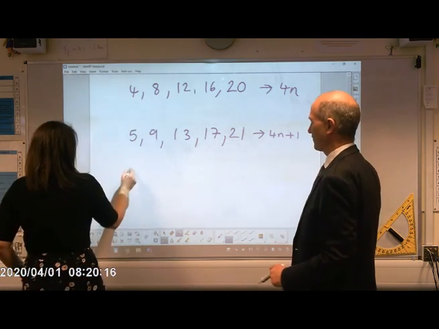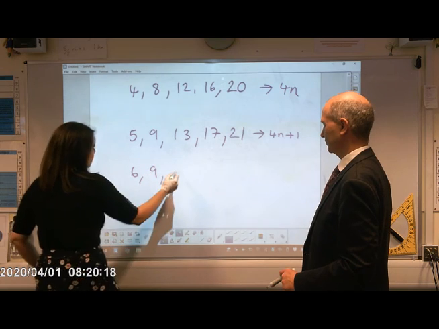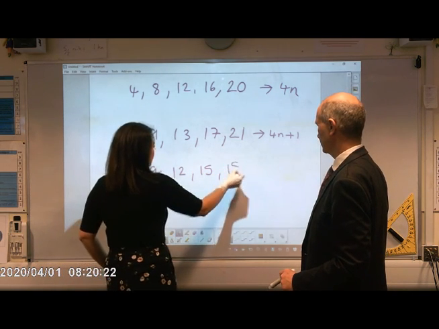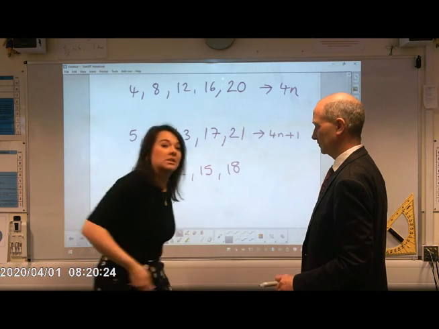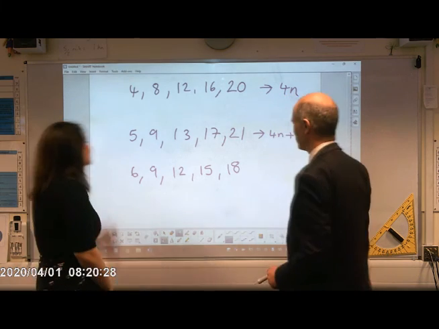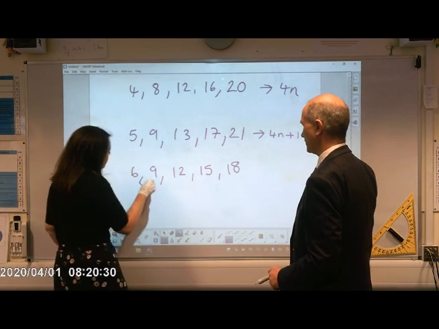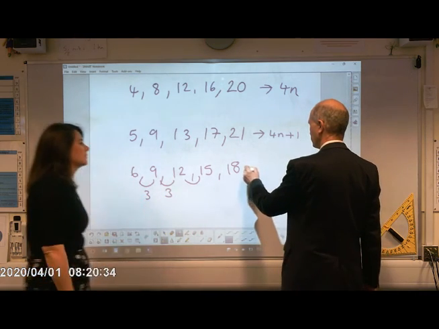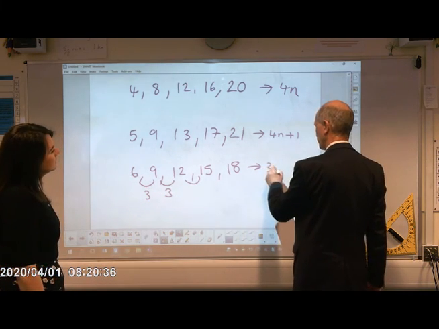Nice. So if I write a completely different sequence, remember, whenever I write out sequences, sometimes I write them completely wrong. It's going up in 3s. That tells me that that bit is 3n.